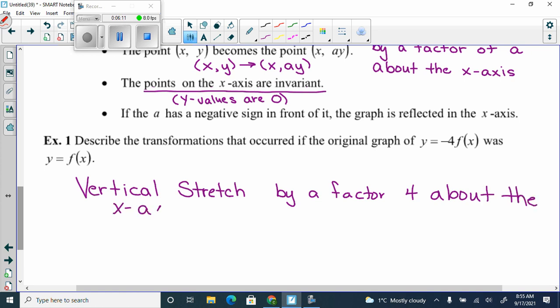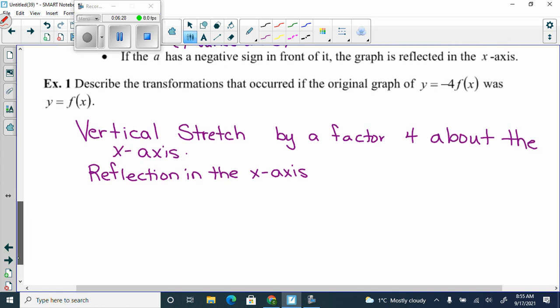We will have asymptotes. And then we have, what's that negative do? Reflection in the x-axis. You can say it that way. Your textbook will always have "in". Tests will always have "in". But if it's "about" to stretch, it can be "about" to reflect.